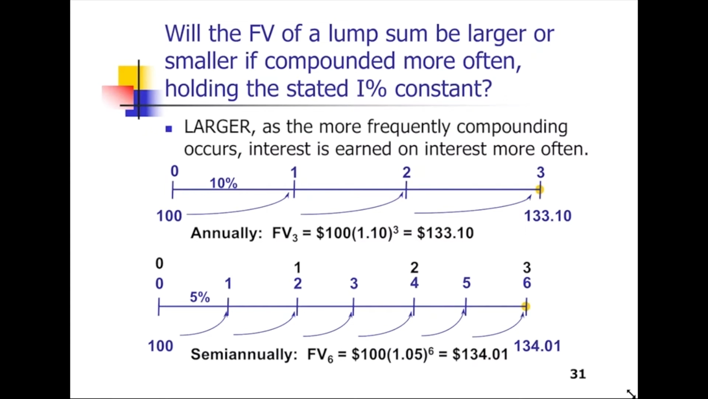In this part, we are going to run the classification of interest rate. Now we have a single payment, but it has a different compounding interval. The example question is: will the future value of a lump sum be larger or smaller if compounded more often, holding the stated I% constant? What is a lump sum?